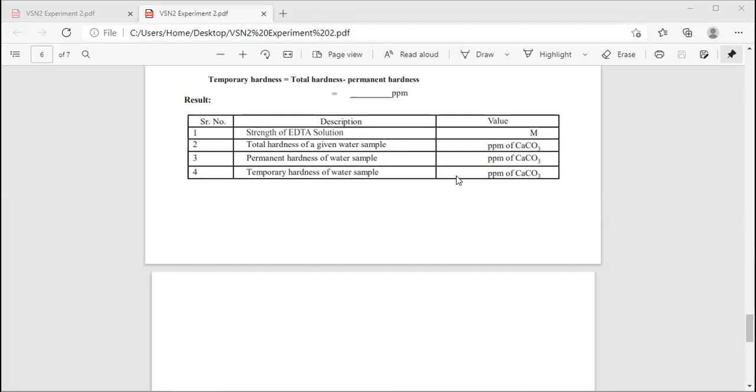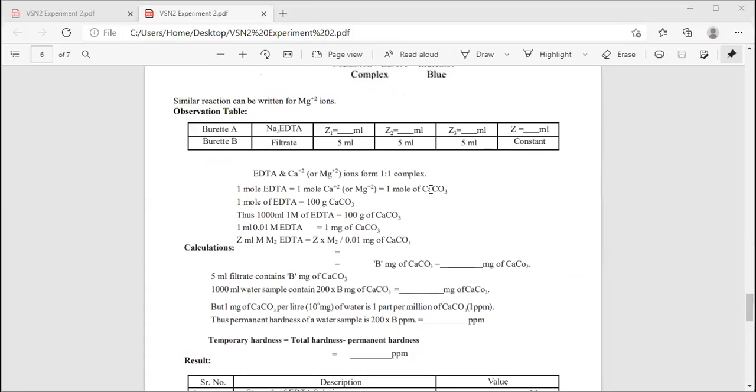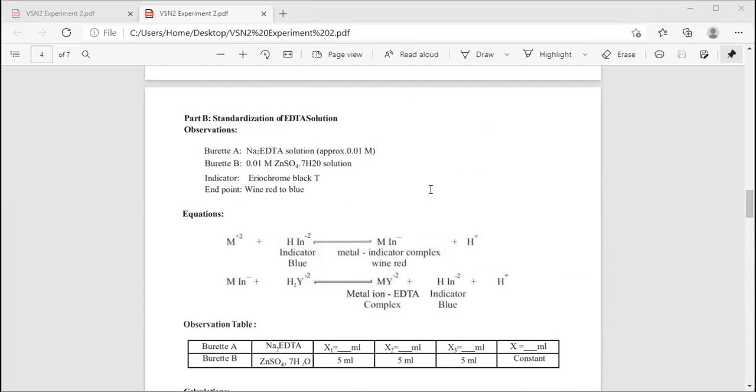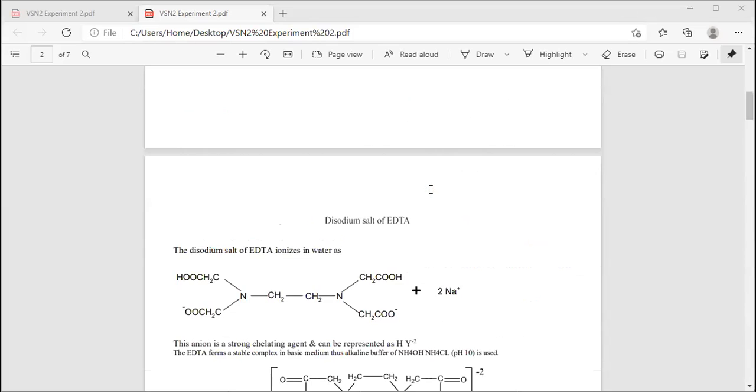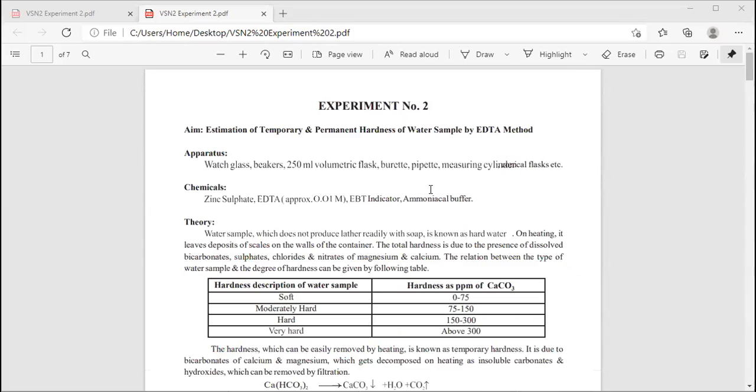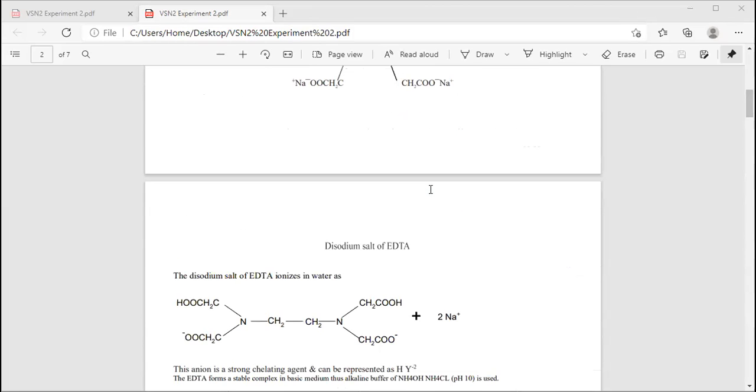Just go through the whole procedure and ask me if anything is not understood. Theory already we have discussed nicely. Why the endpoint is wine red to sky blue, which two complexes are formed, what are their nature, which indicator is used, why buffer is used, what is the pH by buffer, which buffer is used, acidic or alkaline, and then the calculation.